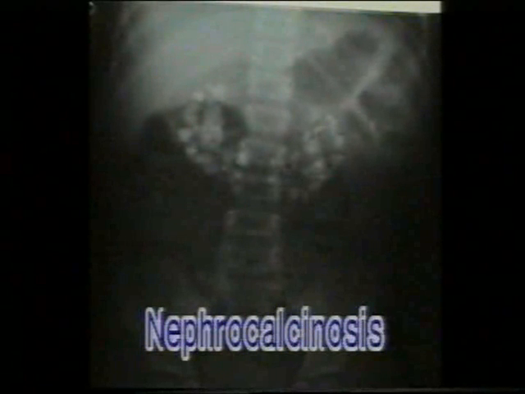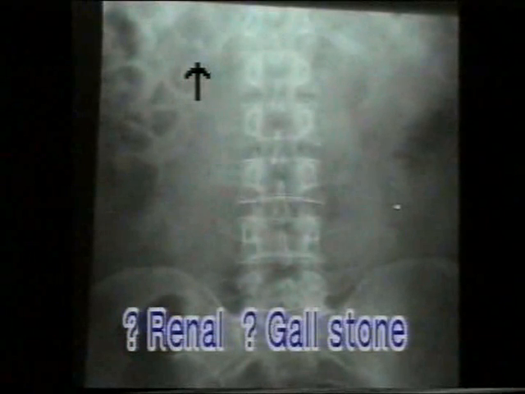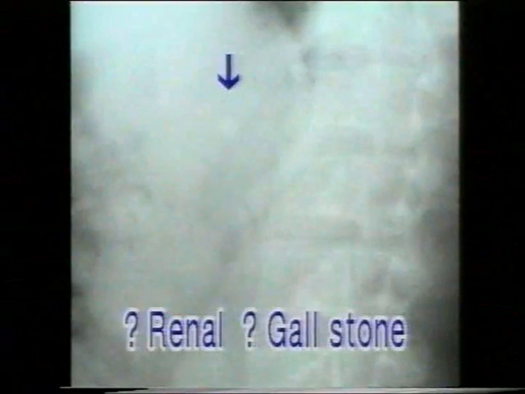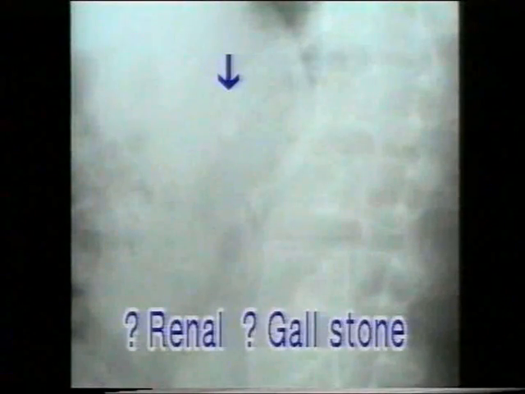A stone in the upper calyx of right kidney overlies the gallbladder in an antero-posterior projection, and hence it has to be differentiated from a radio-opaque gallstone. Take a lateral X-ray of the abdomen. A renal stone overlies the vertebrae while a gallstone is much anterior to the vertebral column. This one was a gallstone.